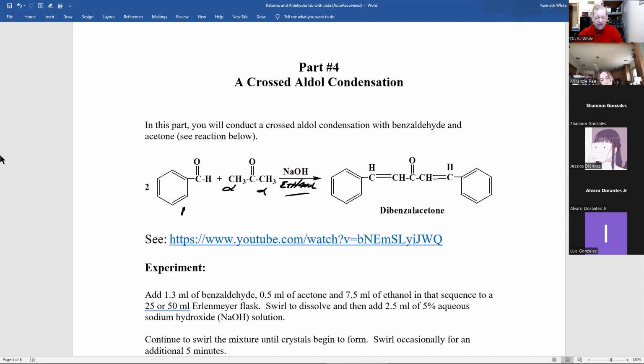Now, the reason it's called crossed aldol is because you're not reacting it with itself. You're reacting, in this case, with an aldehyde. Now, if you look at benzaldehyde, that's why we have the 2 here. Here's the alpha carbon, and there's no hydrogen on the alpha carbon, which means it can't form an enolate anion. And it forms this very impressive molecule, dibenzylacetone.